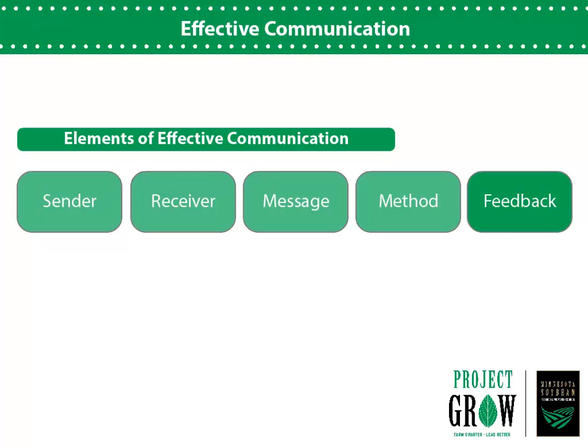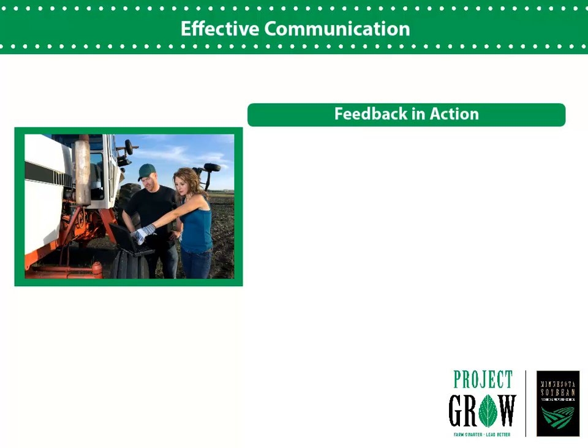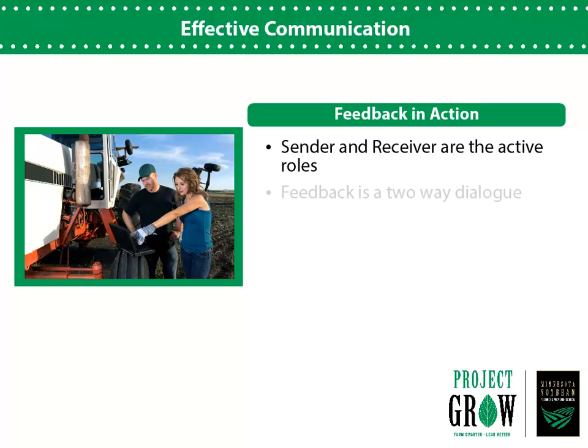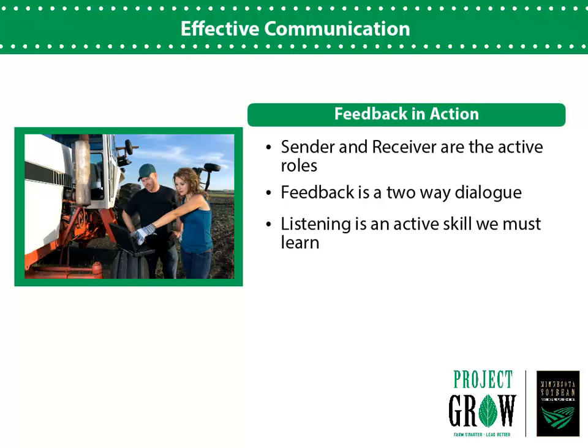Now that we've discussed the first four elements of effective communication, let's spend a little bit of time defining feedback. Feedback is such an important part to the communication process. The sender and the receiver are the active roles in the feedback step. Feedback is about a two-way dialogue, both the sender and the receiver giving each other feedback throughout the communication process. Feedback requires listening, and listening is an active skill, one that both the sender and the receiver need to practice. Feedback can be as simple as rolling eyes, or a smile, or a head nod, or verbally responding to a question or a thought.